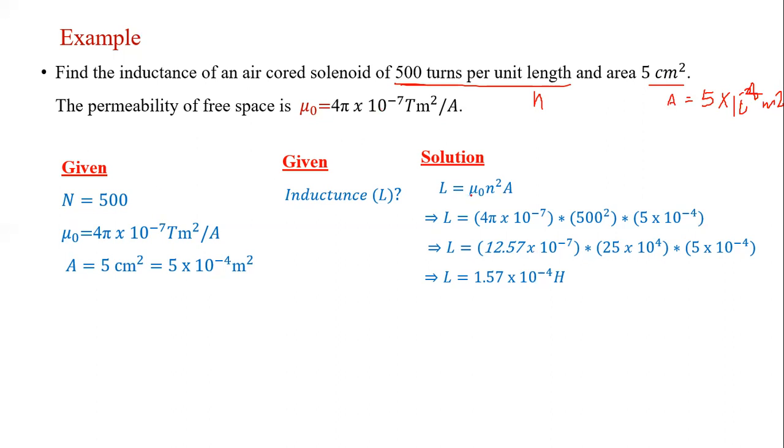Substituting, L is equal to mu not n square A. So finally we can get it. It is just substitution: n square, area, number of turns n. So the inductance is 1.57 times 10 to the power of minus 4 Henry.